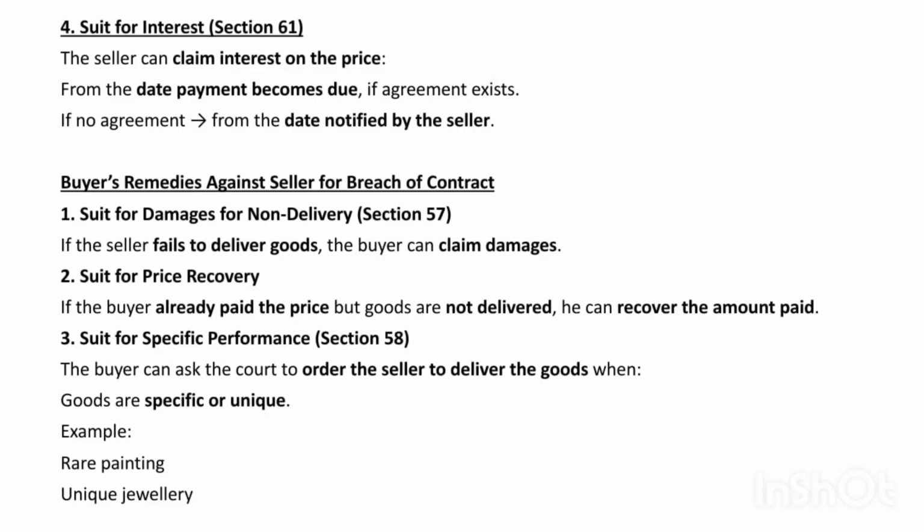Second one is suit for price recovery. If the buyer already paid the price but goods are not delivered, he can recover the amount paid. Suit for specific performance: the buyer can ask the court to order the seller to deliver the goods when goods are specific or unique.